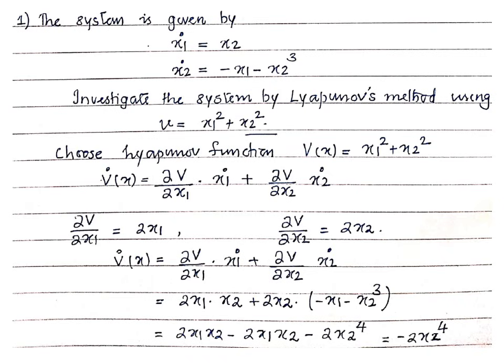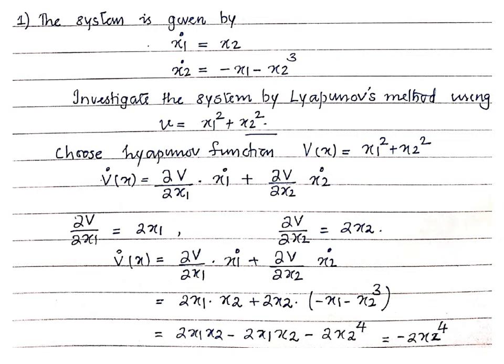Then from the partial derivative equation, V dot x is equal to dou V by dou x1 into x1 dot plus dou V by dou x2 into x2 dot. We know the equations for x1 dot and x2 dot, and we have to find dou V by dou x1. That means we have to take the partial derivative of V of x with respect to x1. Differentiating, dou V by dou x1 is equal to 2x1. Similarly, dou V by dou x2 is equal to 2x2. Then substitute all these values in the V dot x equation.